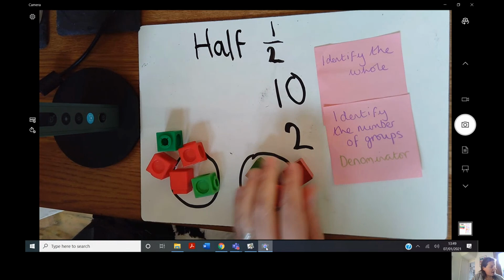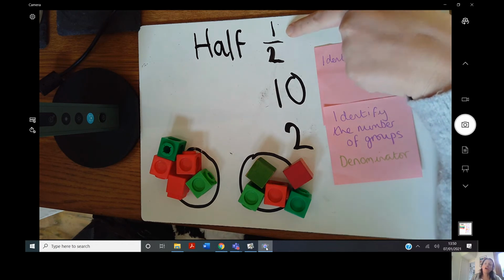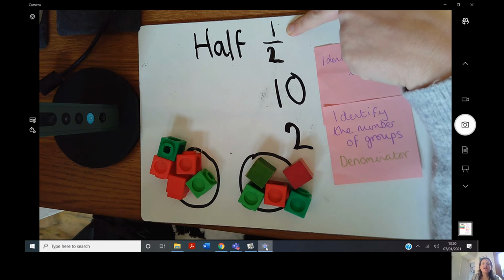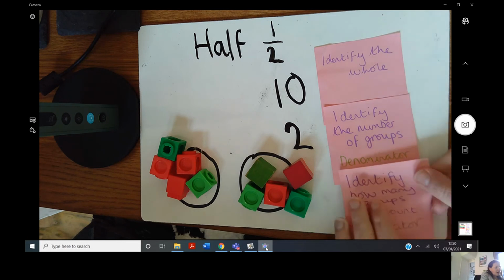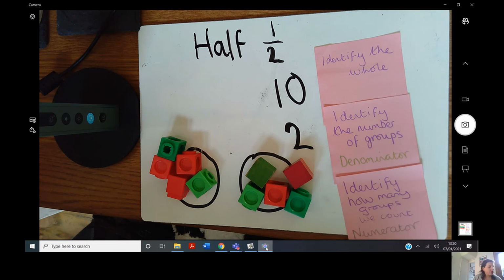I've split my 10 cubes between 2 equal groups. In each group I have 1, 2, 3, 4, 5. My final step is I need to identify how many groups we are going to count, and that is going to be what the number is here, which is, remember, our numerator.